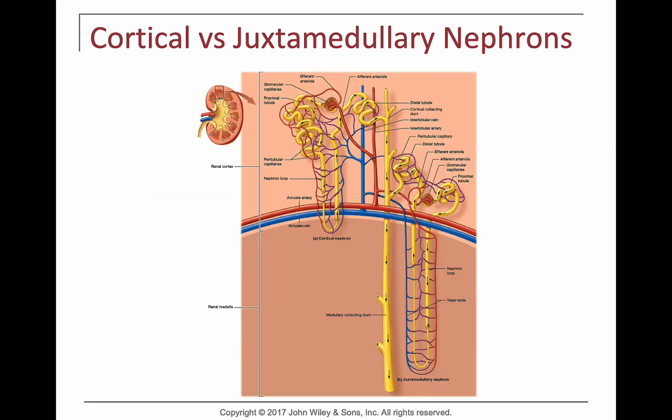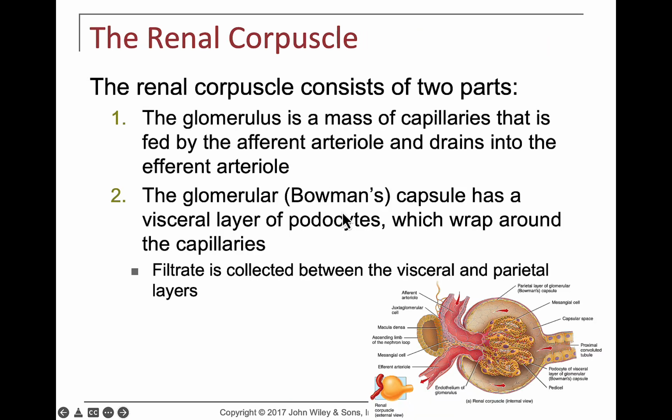So the renal corpuscle is this top part. They tend to sit in the cortex, and they have the renal tubule, which are all the other parts coming down from it. So we're going to look specifically at this renal corpuscle. So in a close-up view, we can see more of the cell types in the renal corpuscle.